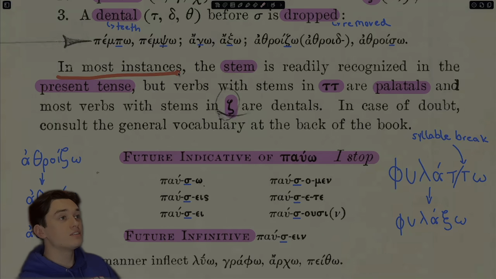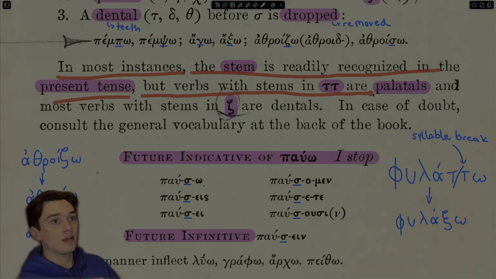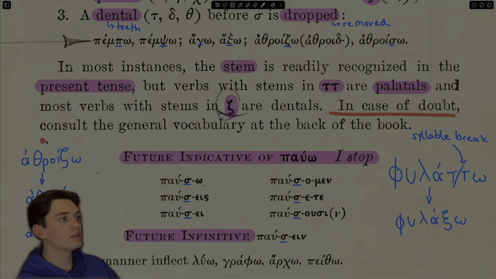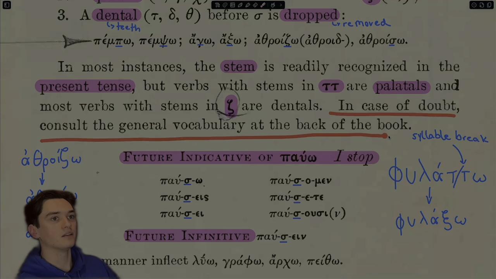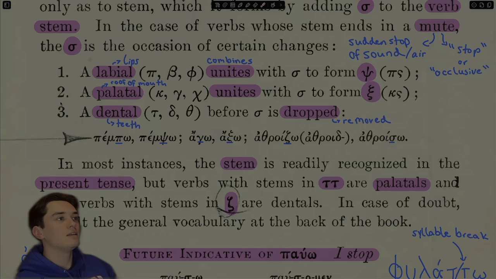In most instances, the stem is readily recognized in the present tense, but verbs with stem in double tau are palatals, and most verbs with stems in zeta are dentals. In case of doubt, consult the general vocabulary at the end of the book. So what it's saying is that when you see double tau, it functions as a palatal. And when you see a zeta, it works as a dental.